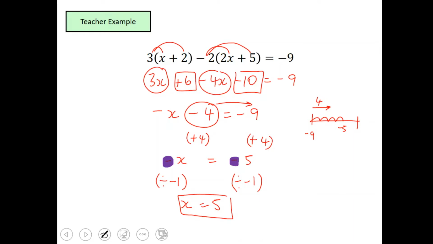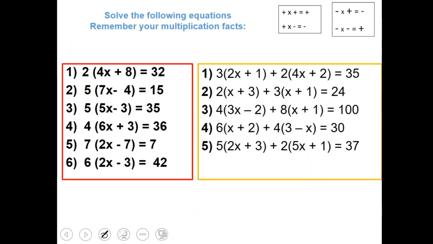Please copy this example into your book or onto a piece of paper in front of you, and that will help you with some of the questions on the next slide. Right, here are 11 questions. I'd like you to try any 5 questions of your choice. So you choose 5 questions and do 5.